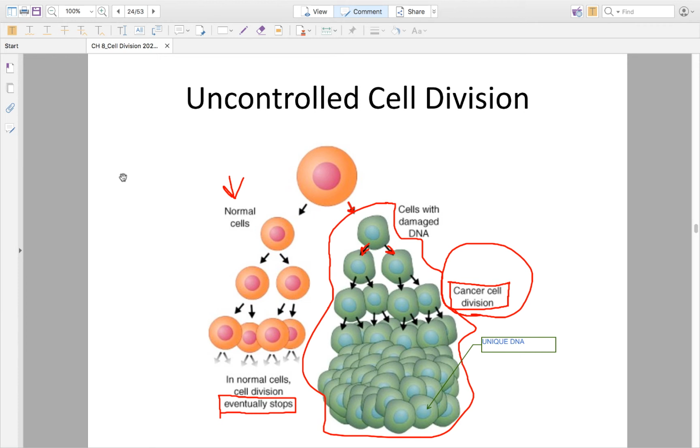All right, but if you've ever wondered, why can't we just get rid of this horrible disease? Well, that's why. That's one of the bumps in treating cancer.